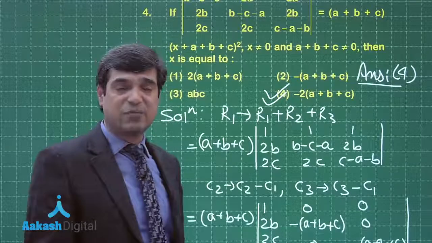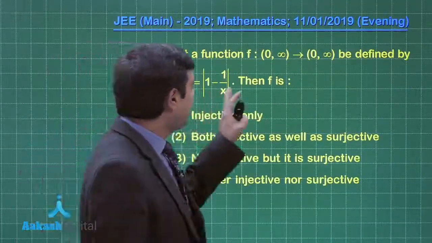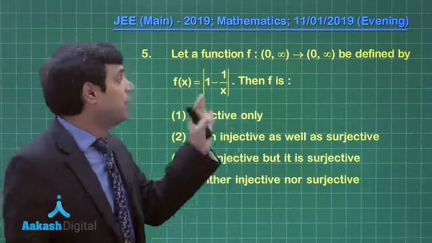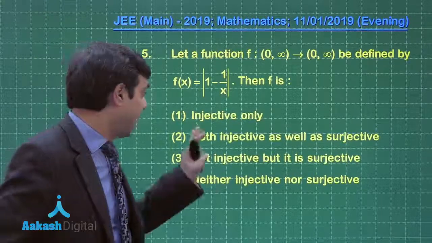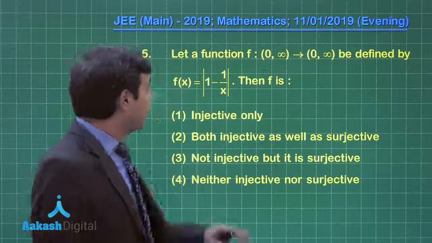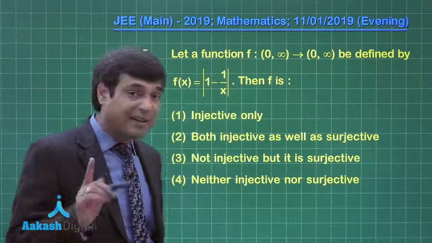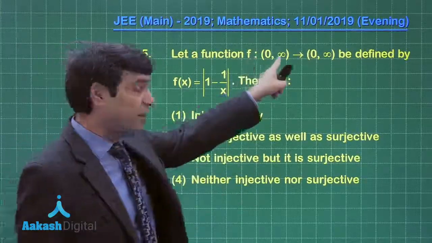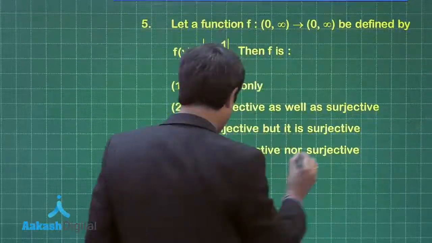Let's move on to the next question, that is question number 5. Let a function f from (0, infinity) to (0, infinity), both open, be defined by f(x) equals 1 minus 1 by x, then f is. Now, question has a problem, and what is that? When you look at the function f(x) equals 1 minus 1 by x, clearly x equals 1 is the part of domain, it is there, correct? x equals 1 lies in domain.